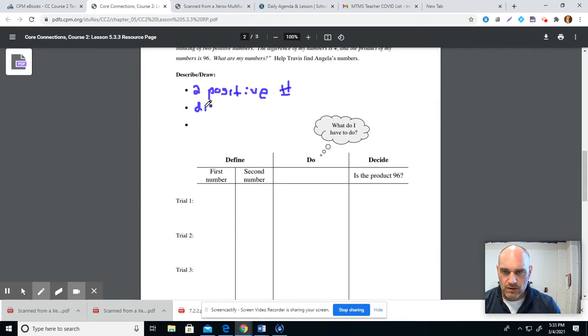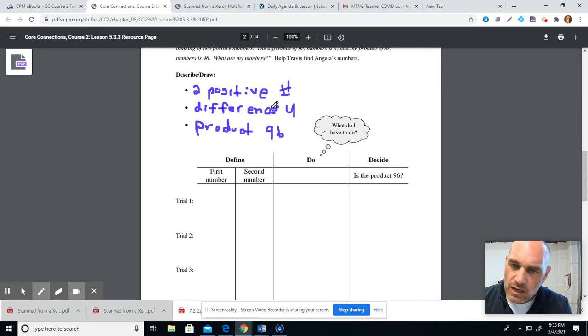So another important thing is that my difference, I wish there's a better way to write these, sorry, but there's not. My difference of the numbers is 4, and I know that the product of my 2 numbers has to give us 96. All right, so here's what we're working with. 2 positive numbers. When I subtract the numbers, I need to get 4. And when I multiply the numbers, I get 96.